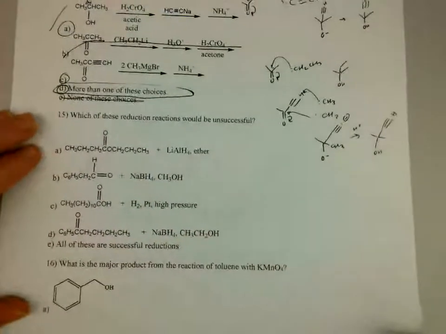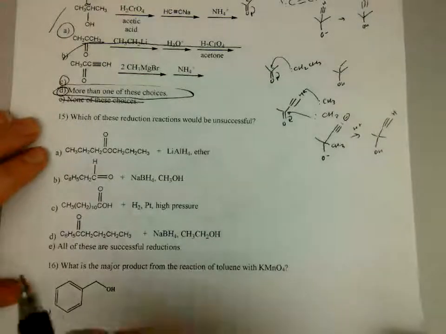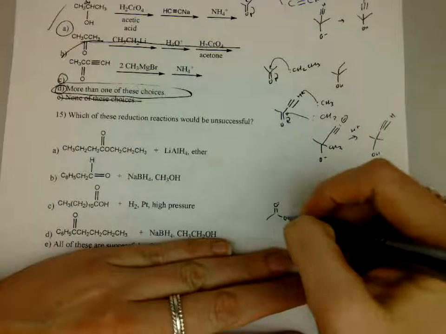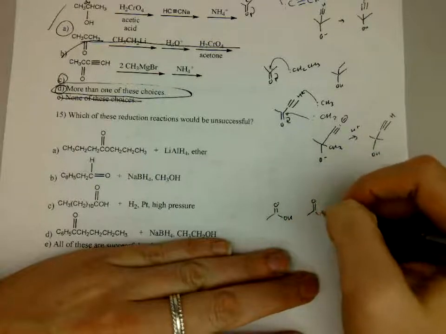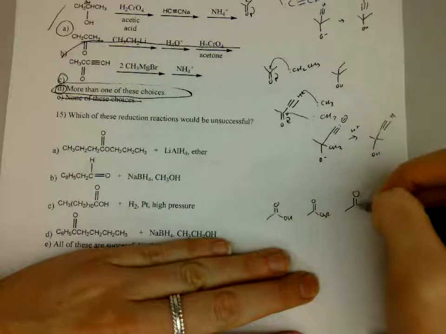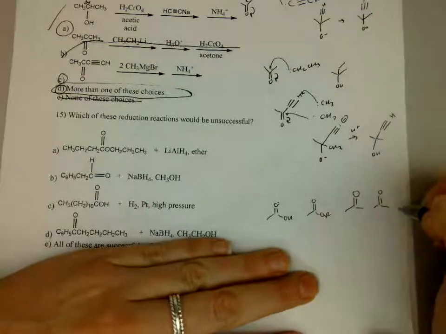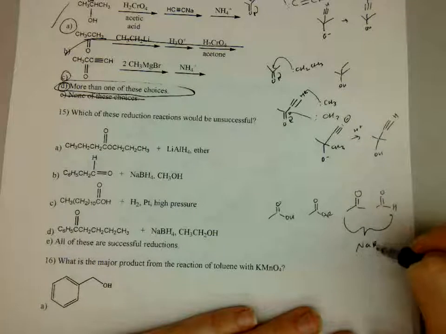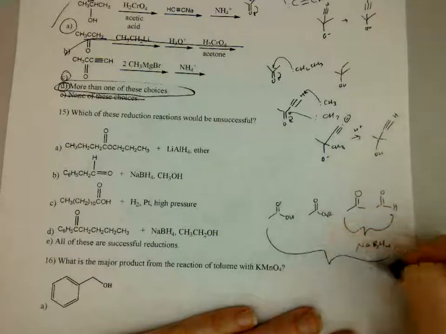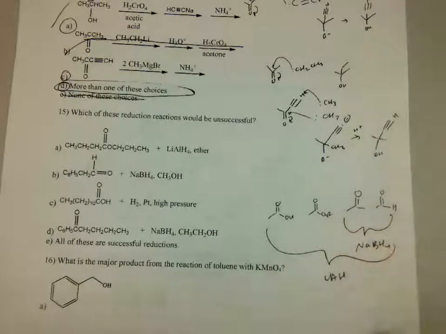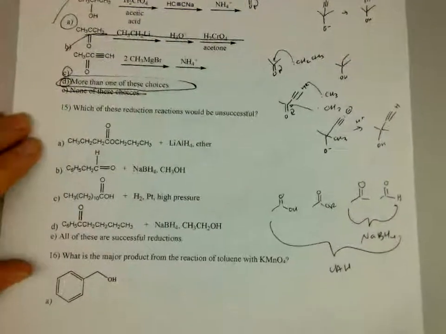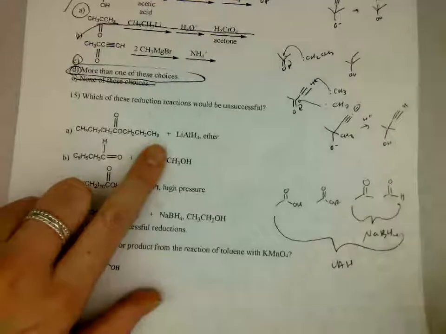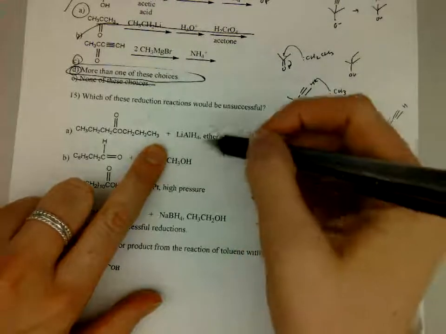All right, let's go to number 15. Now remember that chart that we drew. You've got carboxylic acids, esters, ketones, and aldehydes. NaBH4 will reduce only these two. LAH will reduce all of these. So we've got an ester and LAH. Ester, LAH, that works.